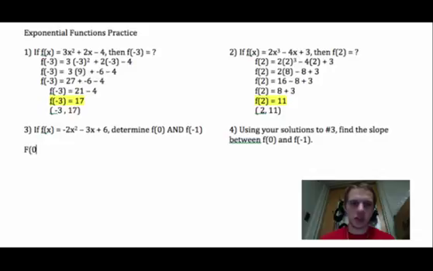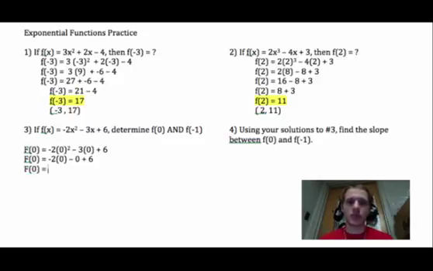So we got this first function, f of 0 equals -2 times 0 squared minus 3 times 0 plus 6. So f of 0 equals, let's do the exponent first, so -2 times 0 squared, well, what's 0 times 0? Still 0. Minus, what's 3 times 0? 0. And then keep that plus 6 on the end.